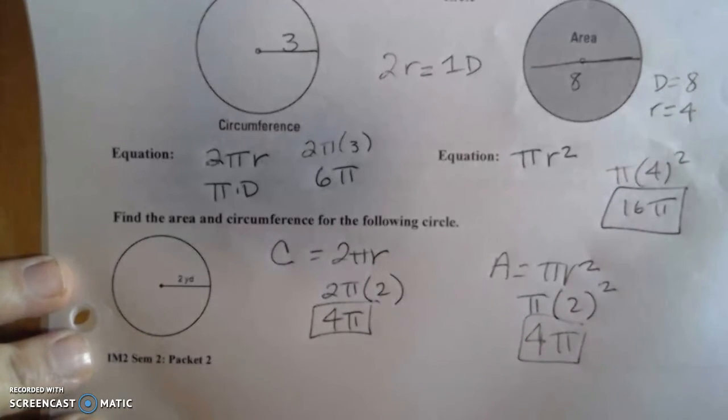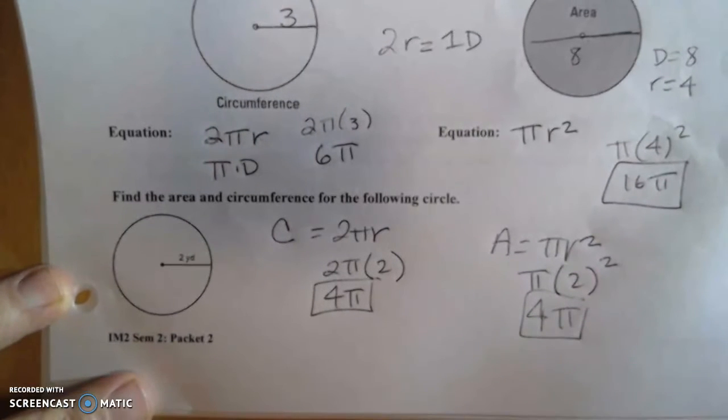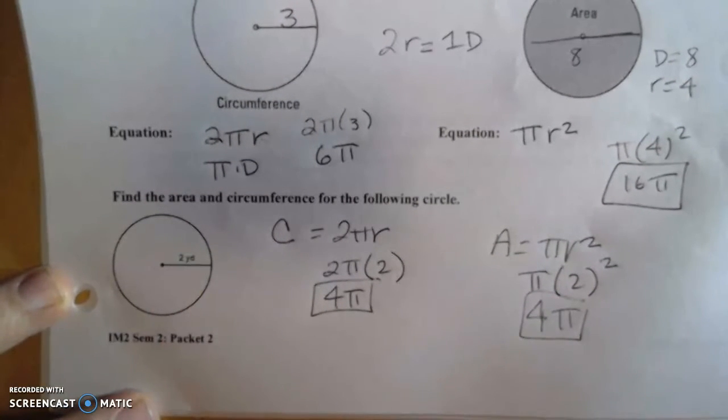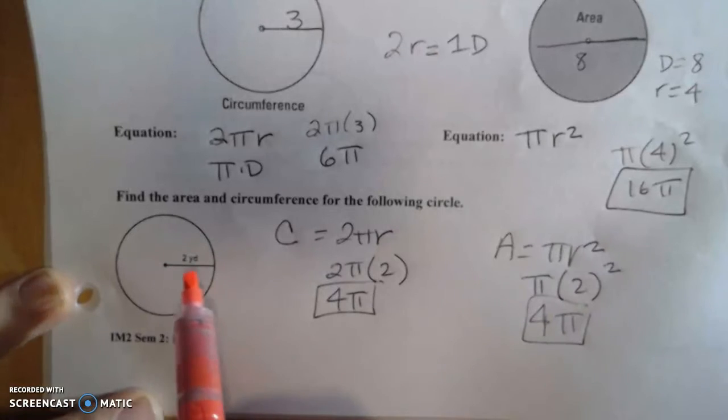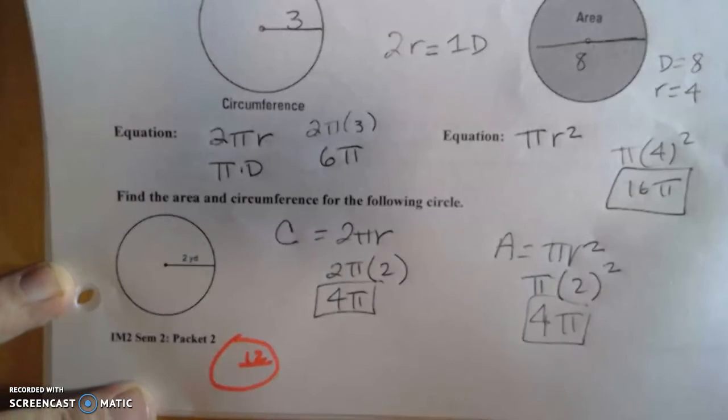This is kind of a bad example because you do not always get the same thing for circumference and area. This is the one time when the radius is 2 that it happens to work out. So let's try this again. What if I said that the radius was 12?